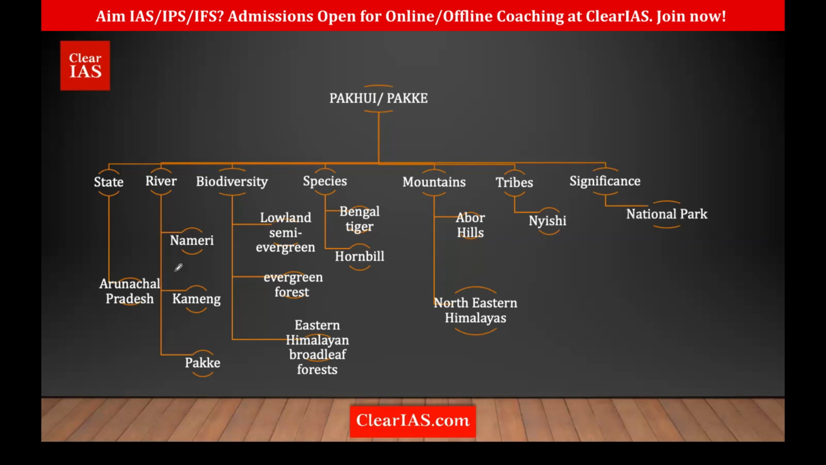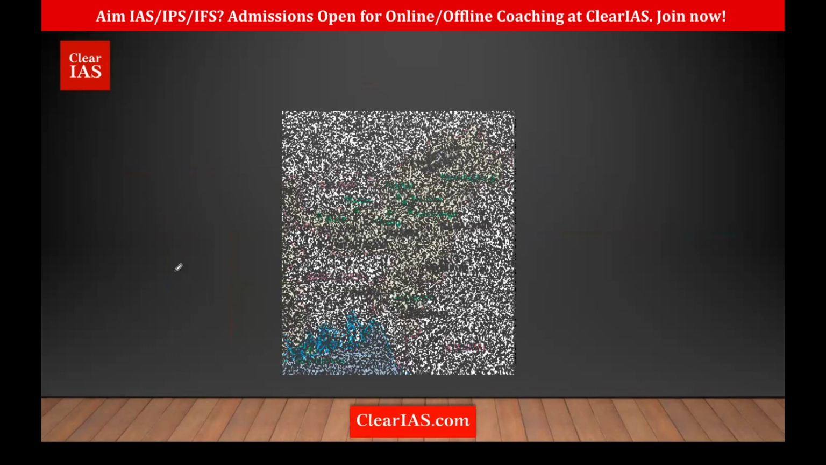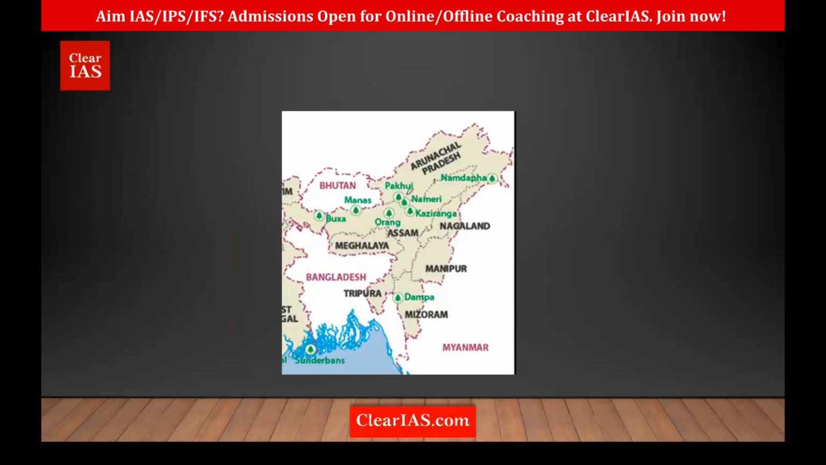So what's the significance? It is a national park. It is a tiger reserve as well as a wildlife sanctuary. Okay, so it is Pakke. Remember, it is in Arunachal Pradesh, with the Nameri and Pakke rivers flowing through it, and it is on the Abor Hills. We also have the Nyishi tribes there. Okay, so I'll show you the location. So this is Pakke, or Pakui. It's almost above Nameri. There is Nameri National Park in Assam, and Pakke is a continuation in Arunachal Pradesh. So it's actually one single forest area. In Arunachal Pradesh it is called Pakke, and in Assam it is called Nameri. Okay, clear?